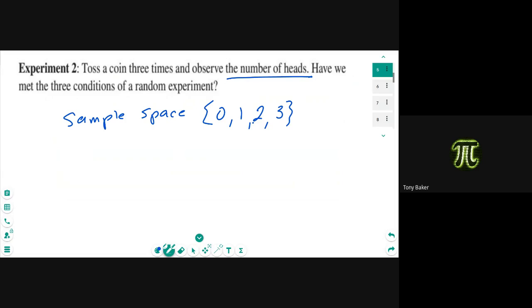So we're not looking at heads or tails. We're looking at how many heads I get when I flip that coin. In this case, my sample space is 0, 1, 2, or 3, because that's how many heads I could possibly have. Does that make sense? That's actually the harder one, because everybody thinks heads and tails. You have to fit your sample space to what your outcomes would be in that situation.